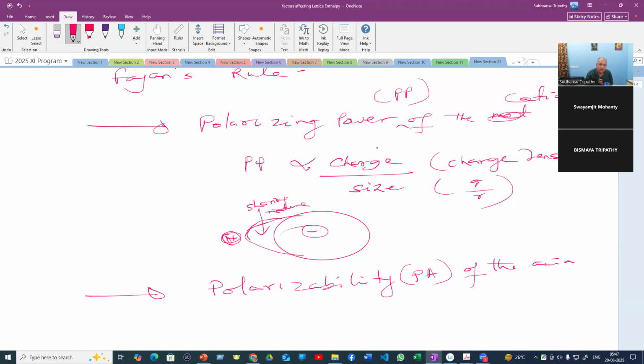Supposing cation is the teacher and anion is the taught, like you, and cation is teacher, maybe like me. If cation has a power to attract the student, then it is the power of the cation, that is the polarizing power. Less the size, more the charge density, so it will have a greater power to attract the electron cloud of the anion. On the other hand, the student, if the student is large in size and large in charge because of repulsion factor.